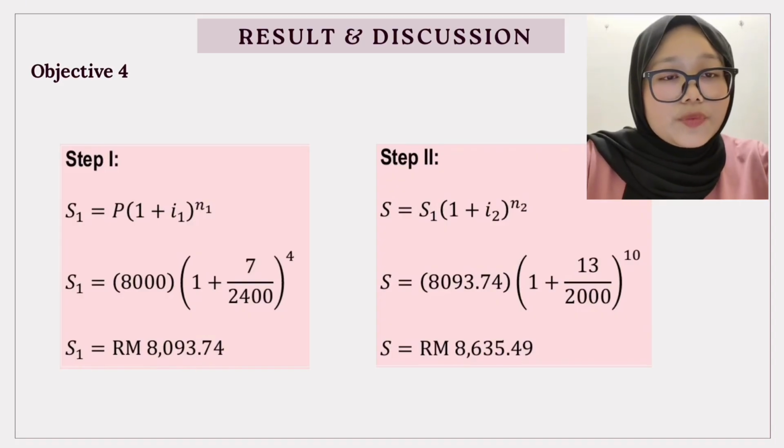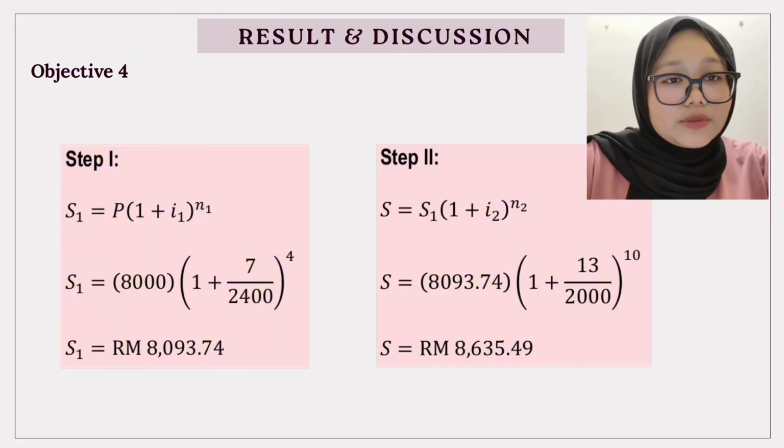Next, step 2, we need to find S. So we use the formula S equals S1 multiplied by (1 plus I2) to the power of N2. So S equals 8,093.74 multiplied by (1 plus 13 over 2,000) to the power of 10. So we get S equals 8,635 ringgit and 49 cents.